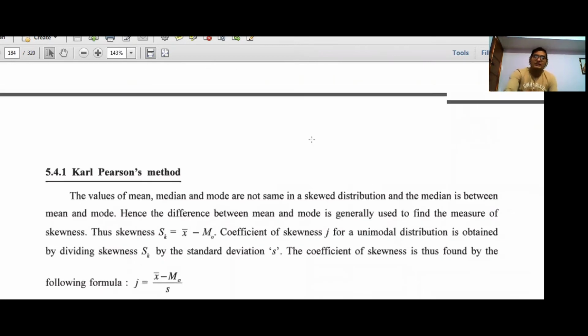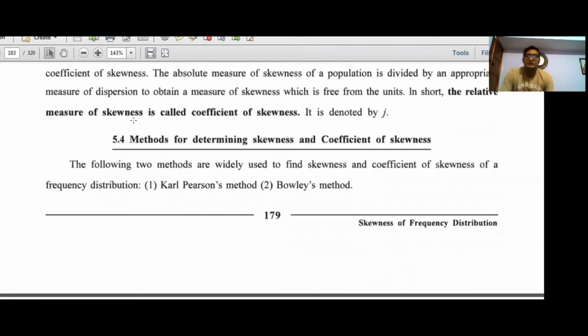Now, here there are two methods for determining skewness and the coefficient of skewness. It is most important. The names of these two methods are the Karl-Pearson method and Bowley's method. Got it? These are the most important methods, Karl-Pearson and Bowley.